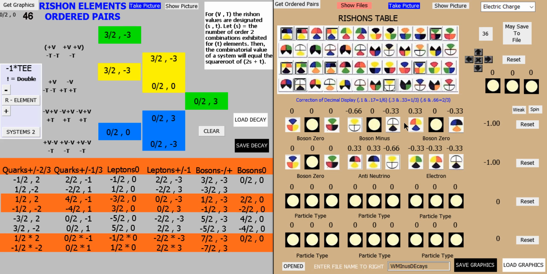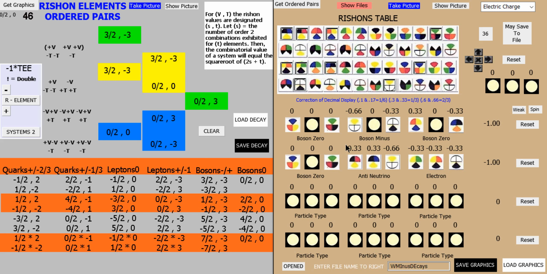So the charge on the composing rishons of the vector W boson minus is minus 1, as indicated by the standard model.